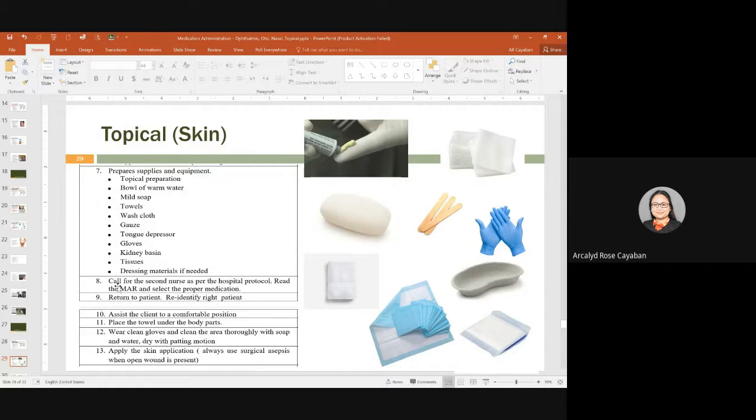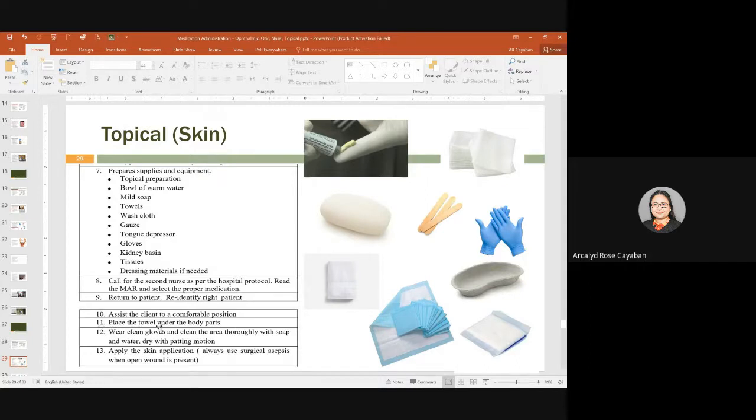As we prepare the supplies, of course, again and again, we have to call for the second nurse for the 3 checks before going to the patients or going back to the patient. First check, getting the medication, comparing to the medication administration record and comparing to the doctor's order. And before going to the client, the second check. Once we return to the client, of course, we have to re-identify again the patient. Assist the client to a comfortable position, whatever position he wants, as long as he or she is comfortable.